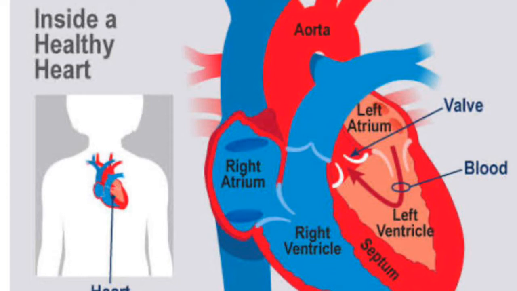Formed elements are: 1. RBC or red blood cells, or what we call erythrocytes. 2. WBC or your white blood cells or your leukocytes. 3. Platelets or thrombocytes. Red blood cells or erythrocytes.